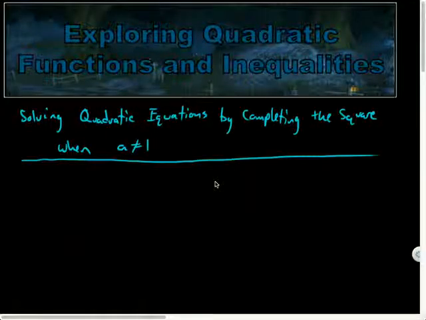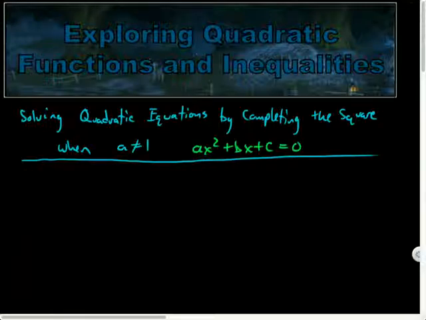Hey everybody! We're talking today about solving quadratic equations by completing the square when a is not equal to 1. Specifically, the leading coefficient of the equation ax squared plus bx plus c equals 0. So if a is not equal to 1, completing the square is a little bit trickier because I am not allowed to have a be a non-1 value for that to work out.